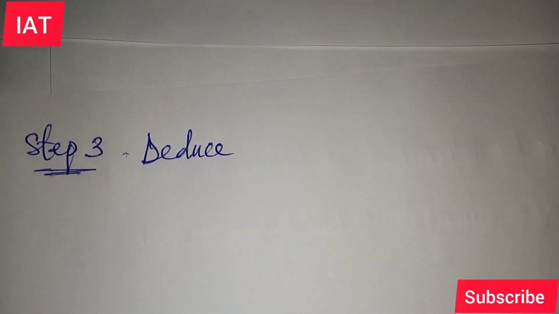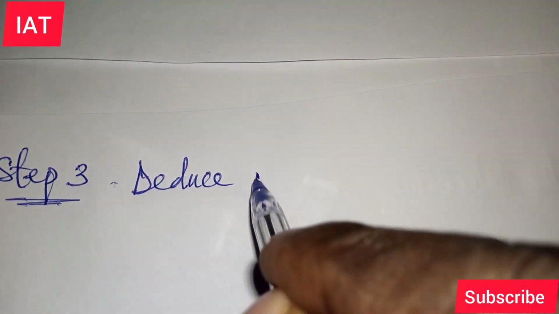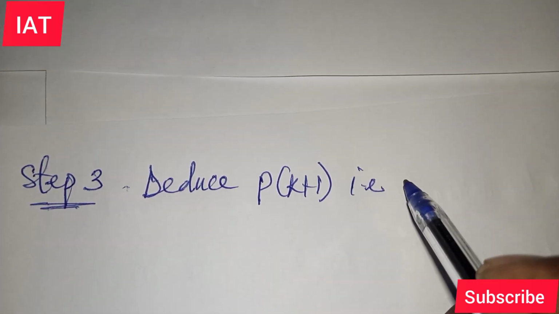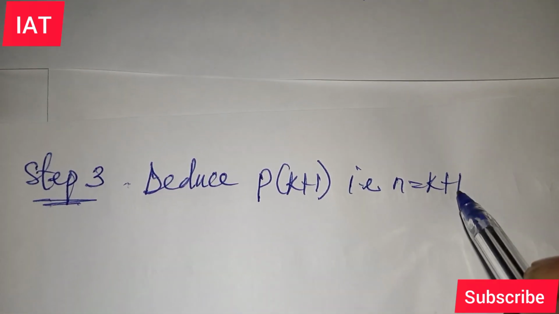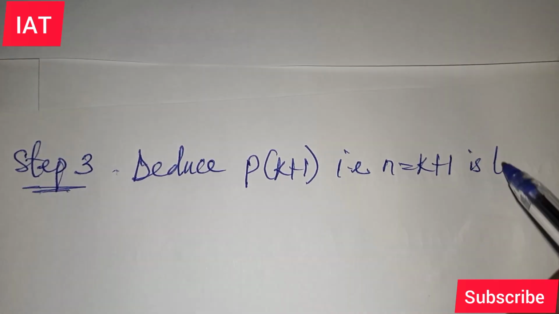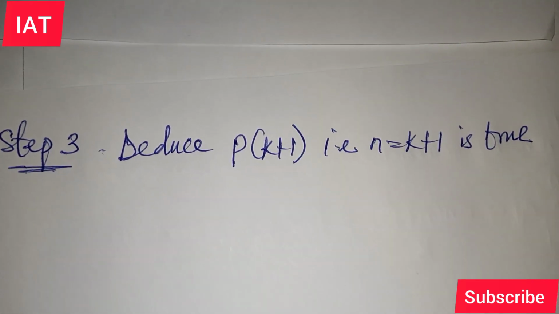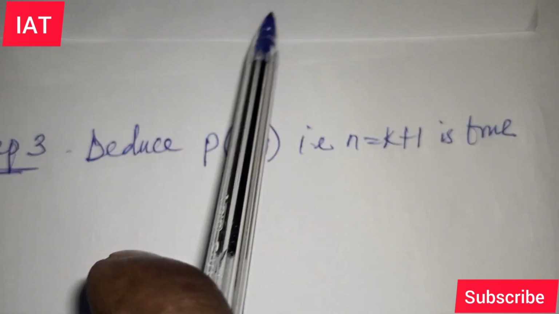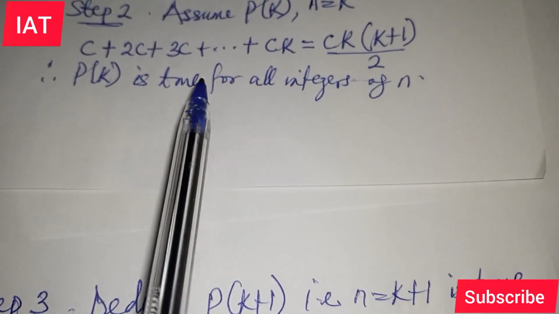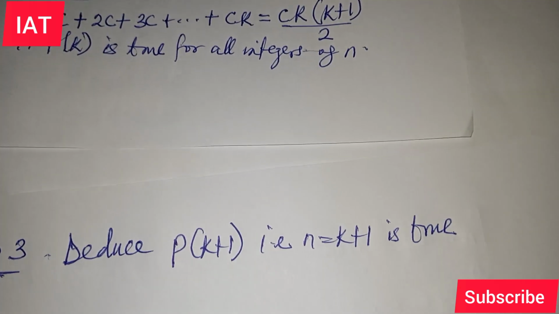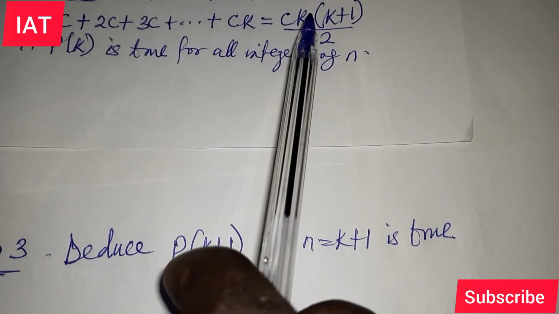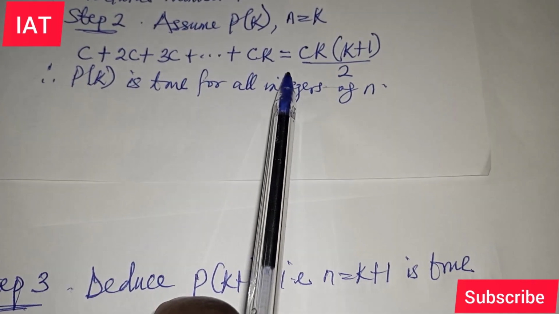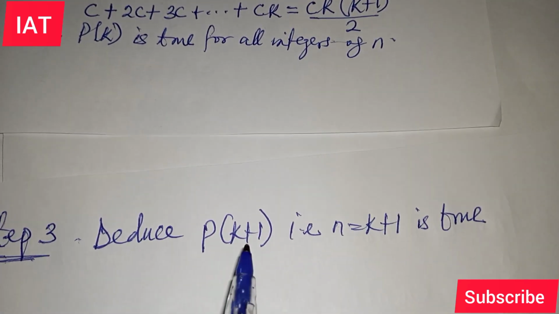Let me fix this camera. We're going to deduce that p of k plus 1, that is, what I mean is n equal to k plus 1, is true. Alright, so the above statement means that the expression ck that we had on this other point, this expression ck on the left hand side of this P of k, what needs to be done there is that it has to be increased by 1. This ck will be increased by 1. That's the meaning of this k plus 1.